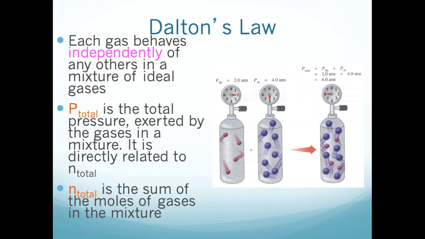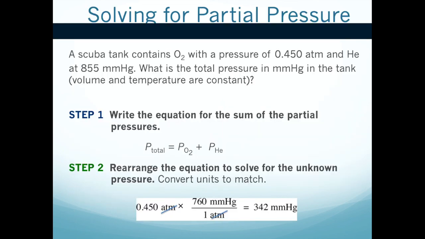The reason for this is since our temperature and volume are constant, your pressure is directly proportional to your number of moles. Since the total number of moles is the sum of the moles, likewise the total pressure is going to be the sum of the pressures. So let's try a problem out that way.